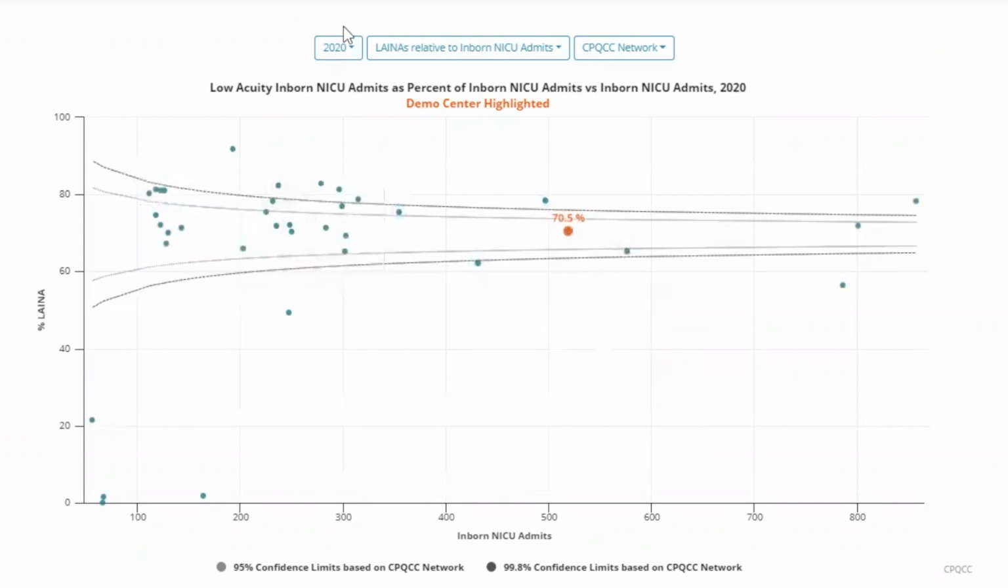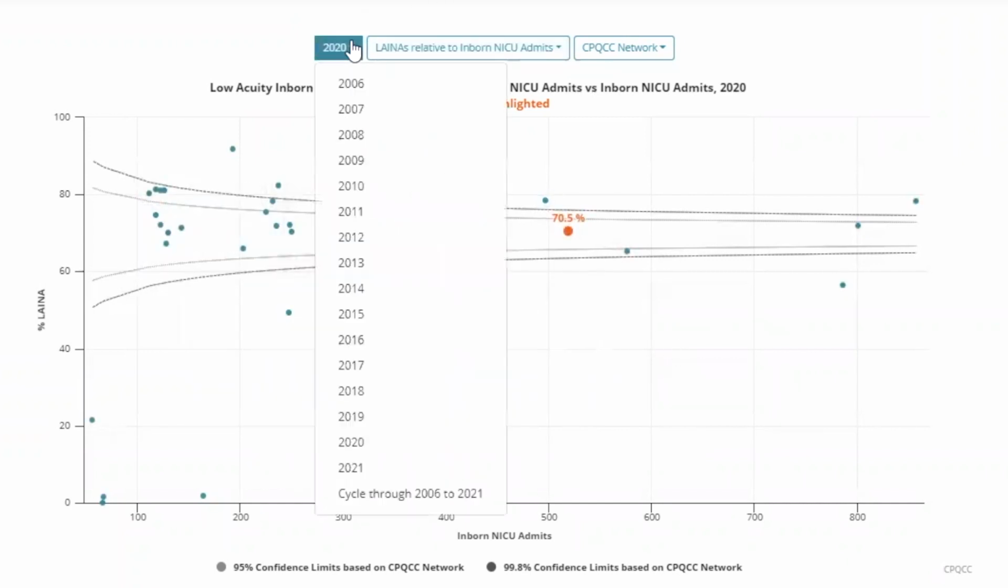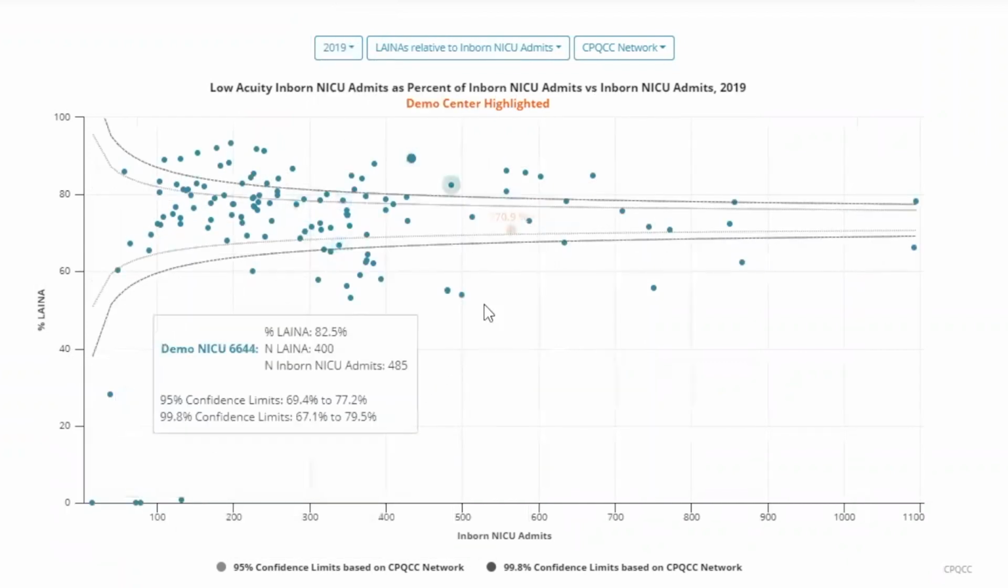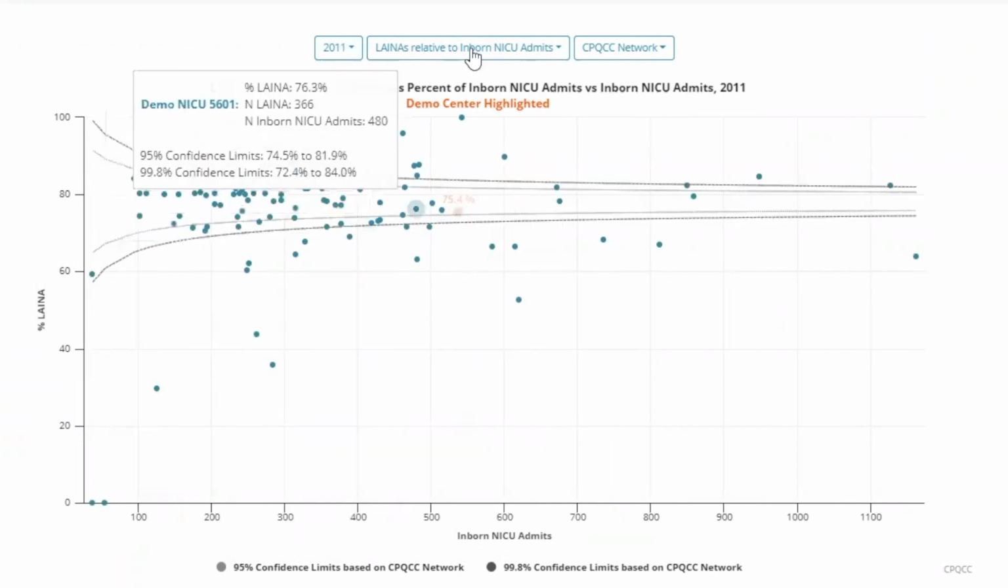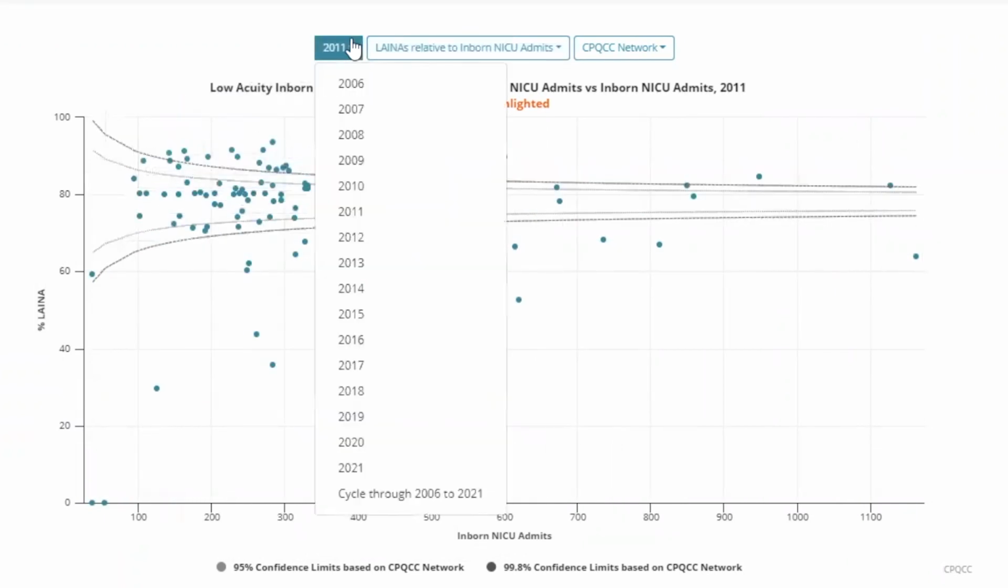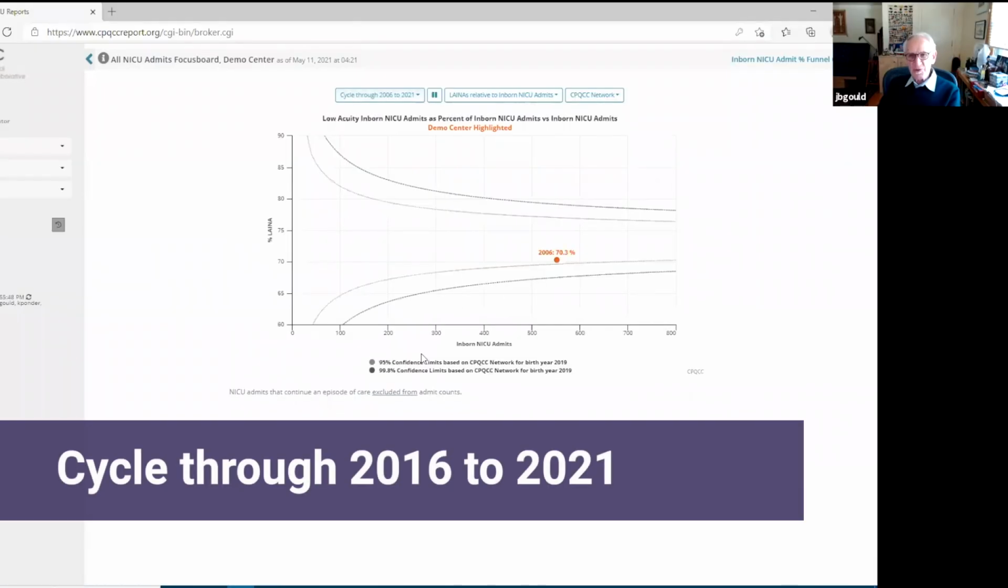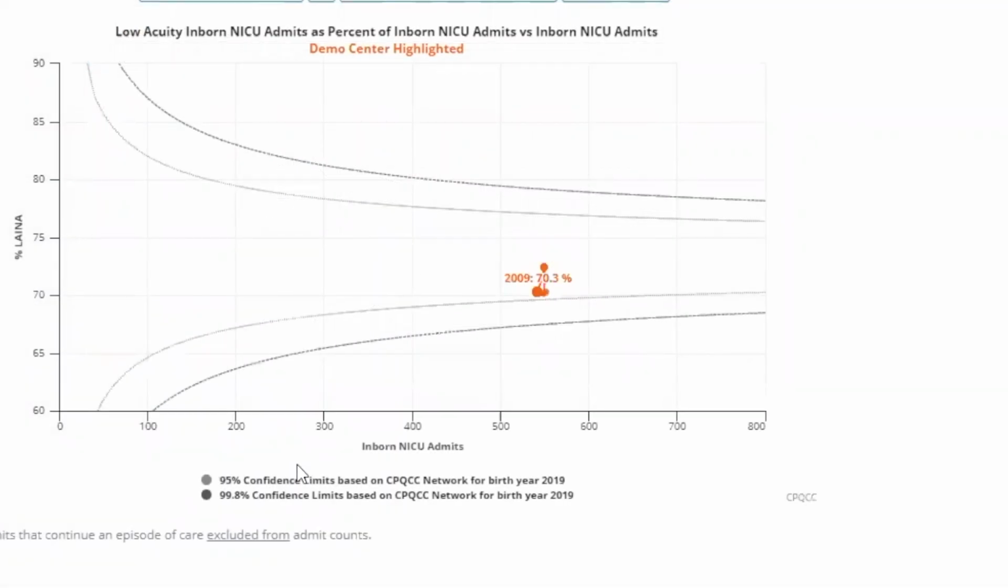Now, this was 2020. Let's look at 2019. Again, here's our NICU compared to the rest of the population, but maybe we'd like to look through time. And so we can cycle through time, and you'll see this little animation. We start off in 2008. You'll notice on the bottom the total number of inborn NICU admits, and then the percentage of those admits that were low acuity.